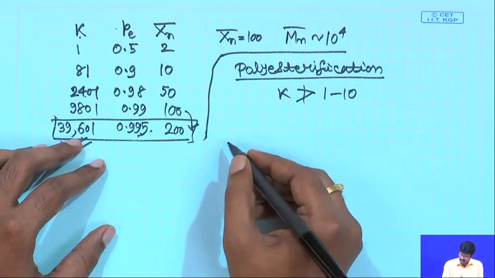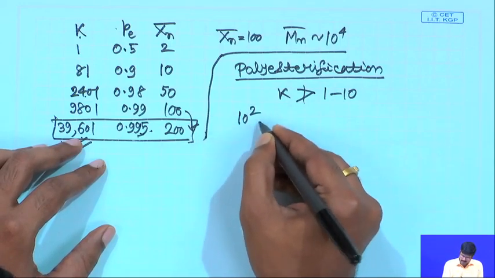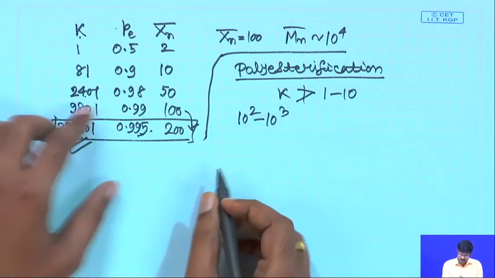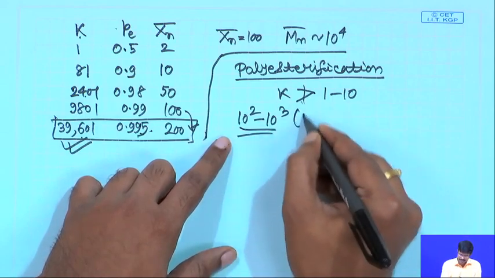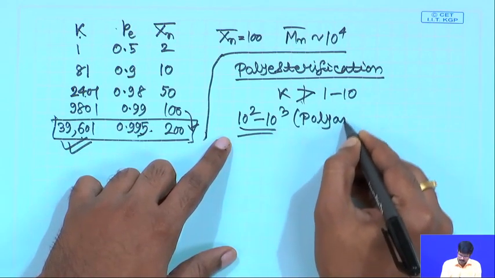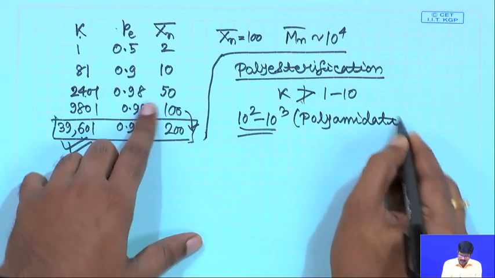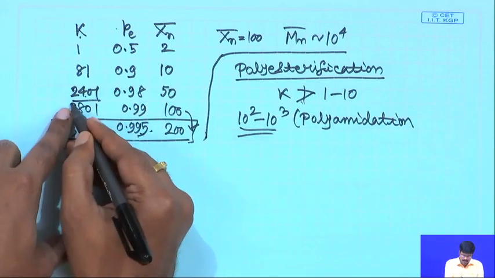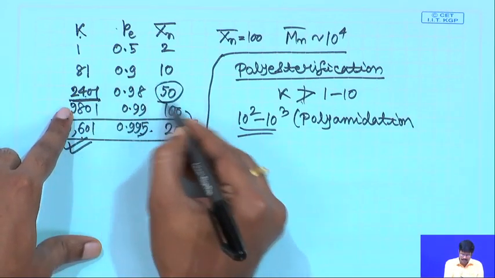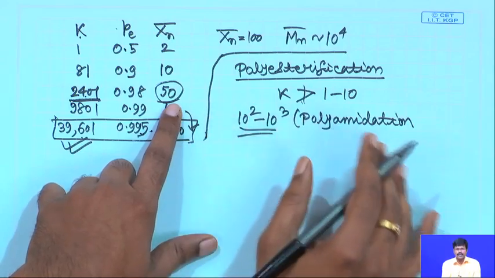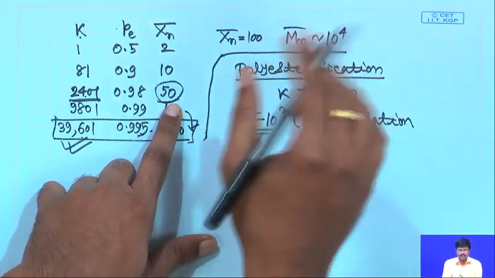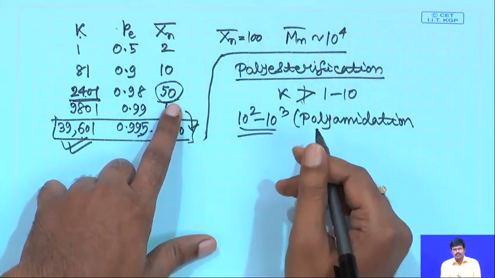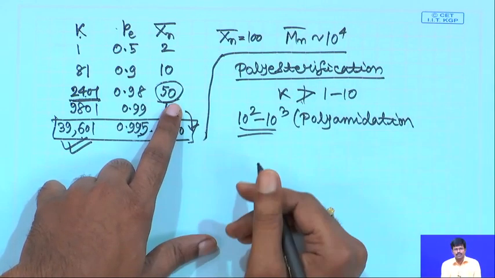Even for polyamidation, your K value is 10 square to 10 cube, in the range of 1000 for polyamidation. So, how much you can get? You see, you need at least around 2400 to get Xn value of 50, which for the reaction of adipic acid and ethylene glycol, it came to around 4000 the molecular weight, still quite low.